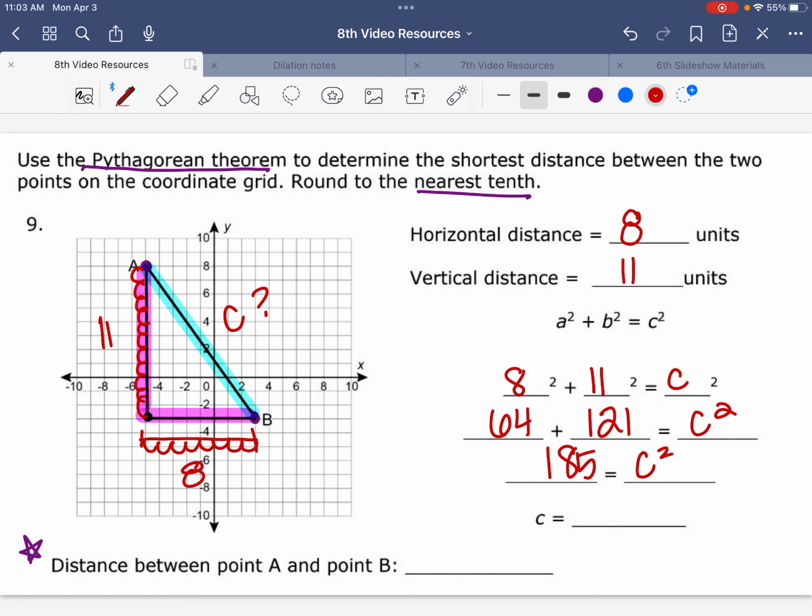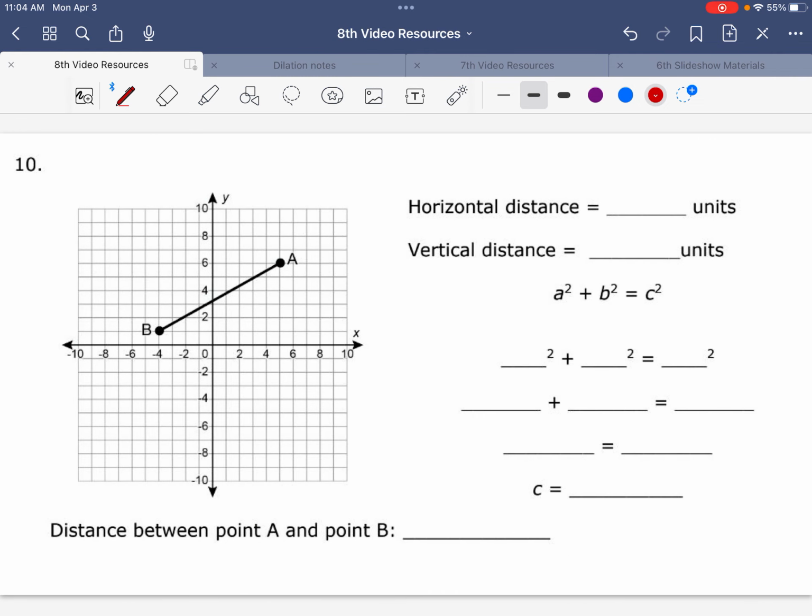But I don't want c squared, I want just the distance of c, or just that distance of the hypotenuse. So I need to take the square root of both sides, and the square root of 185 on my calculator is 13.6 when rounded to the nearest tenth. So using the Pythagorean theorem, I found that the distance from point A to point B is 13.6 units. All right, we're going to do one more.